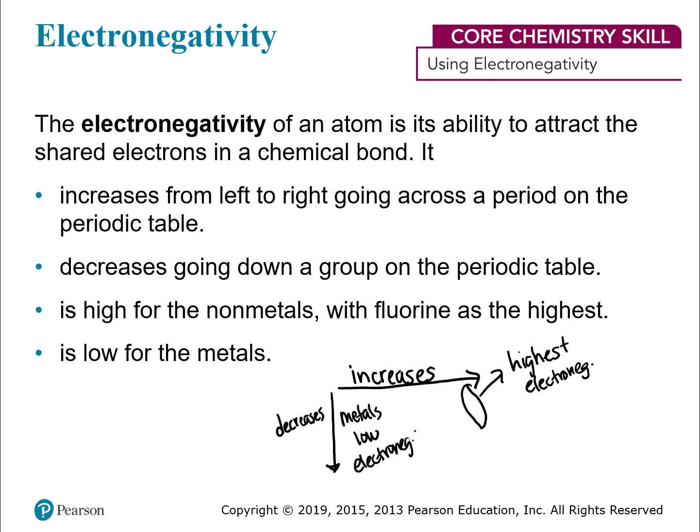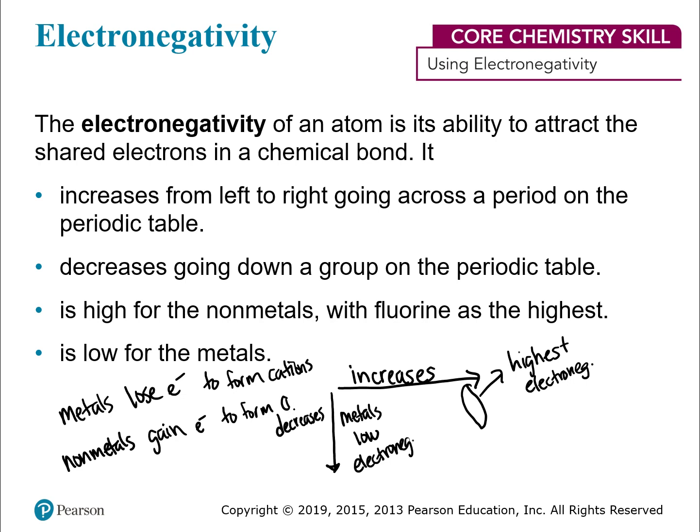That kind of makes sense, because we said that metals lose electrons to form cations, those positively charged ions. If you're more willing to lose an electron, that means that you don't have a very high affinity to gain any. Nonmetals gain electrons to form anions.